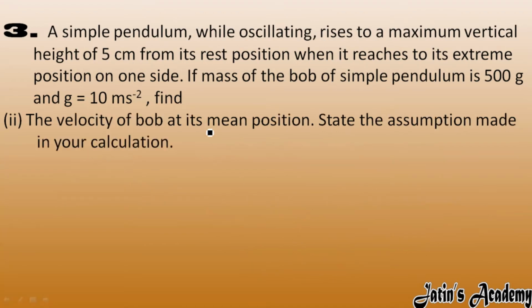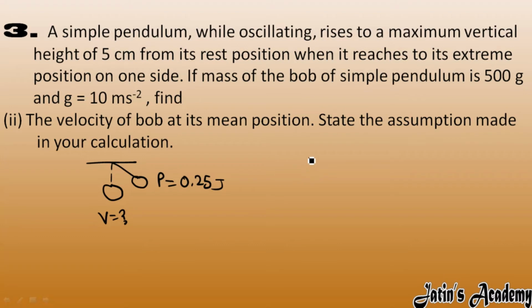Next we have to calculate the velocity of the bob at its mean position. Here we have calculated the energy as potential energy, 0.25 joule. Now we have to calculate at mean position what the velocity is, because at mean position kinetic energy is there. So we know that according to the conservation of energy, I am also telling you what assumption you will write. The assumption is that the air friction is neglected.